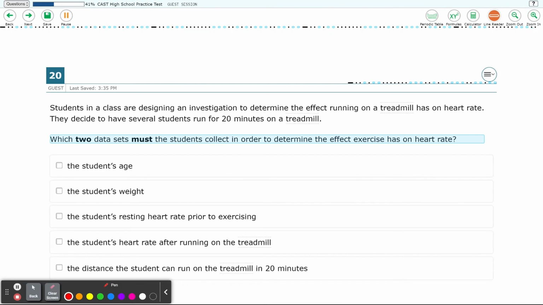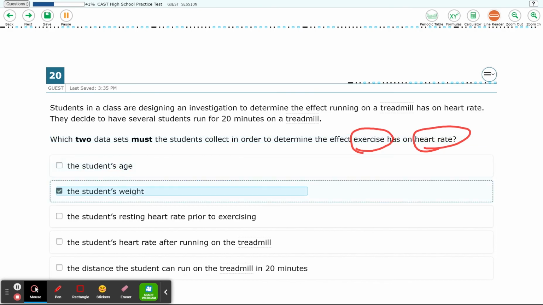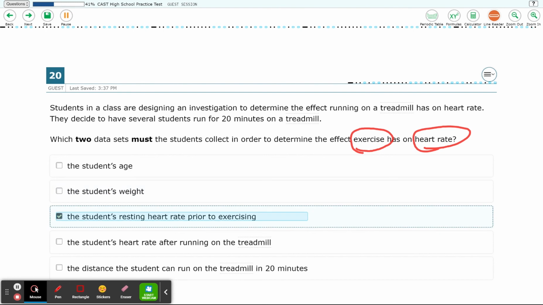All right, so you can see here we're trying to determine the effect of exercise, so that's our independent variable, has on heart rate. That's our dependent variable. So everything else has to remain constant, and what we need to know is how much exercise was done or whether exercise was done and what the heart rate is. So student's age does not affect that, so we can eliminate that. Student's weight does not affect either one of those. Student's resting heart rate prior to exercising, yes, because we need to know what the heart rate is, and we need to know whether they were exercising at that point in time or not.